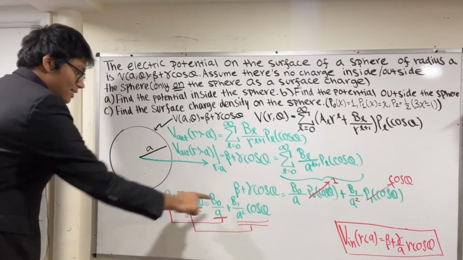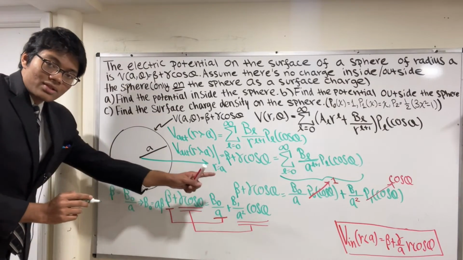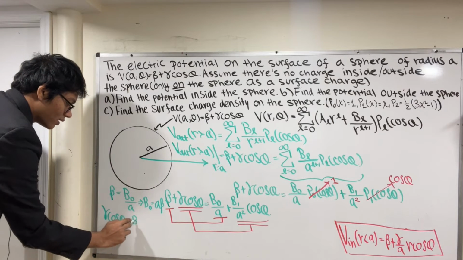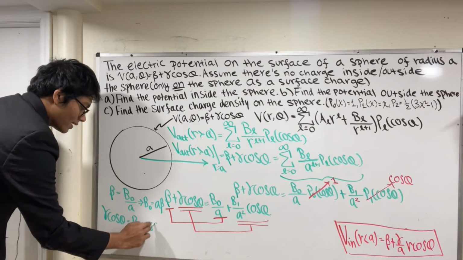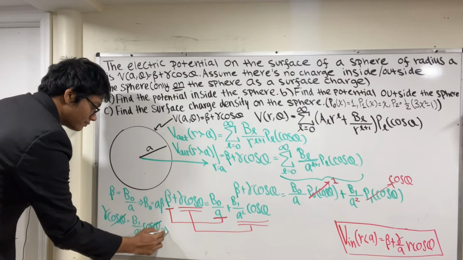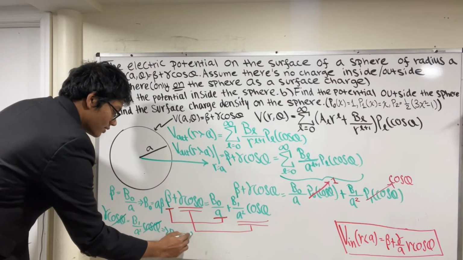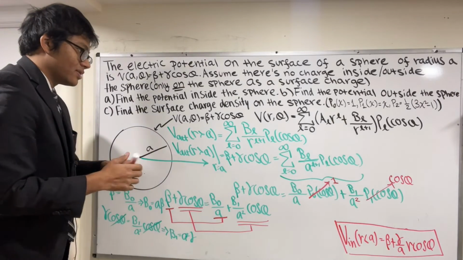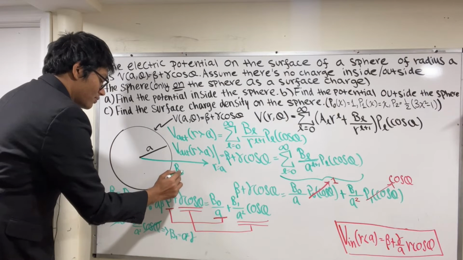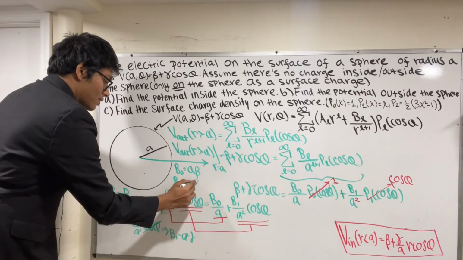Okay, now let's set these two equal. Gamma cosine theta and B sub 1 over A squared times cosine theta. So gamma cosine theta equals B sub 1 over A squared cosine theta. Cosine theta and cosine theta cancel out, and so B sub 1 is simply going to be A squared times gamma. And so what am I left to conclude? I have my two constants now. I have that B sub 0 is A times beta, and B sub 1 is A squared times gamma.